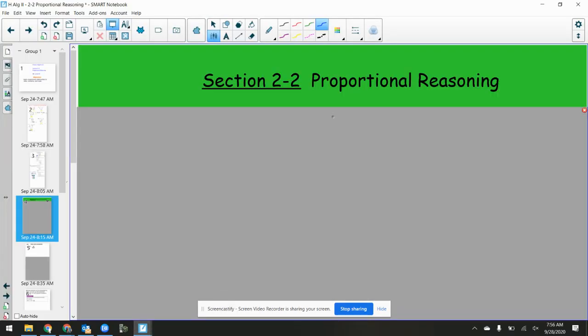So again, proportional reasoning. You've done proportional reasoning a lot, probably in middle school, probably in geometry. You guys work with similar figures in geometry? Yeah, then you've done proportional reasoning. Okay. So, we're taking a look at the algebraic side of it, with some word problems associated with it.